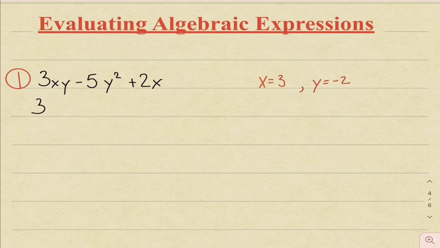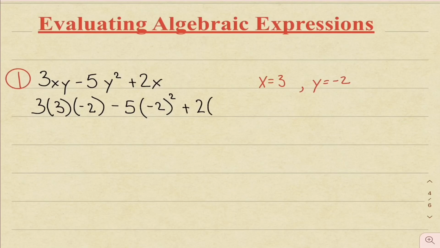So I have 3 times, instead of x, I'm going to put 3, times y, instead of y, I'm going to put negative 2, minus 5 times, instead of y, I have negative 2 to the power of 2, plus 2 times, instead of x, I have 3. It's very important when you multiply, add, or subtract numbers, you have to know the order of operations. If you guys don't know the order of operations, please go ahead and watch our lesson 7.